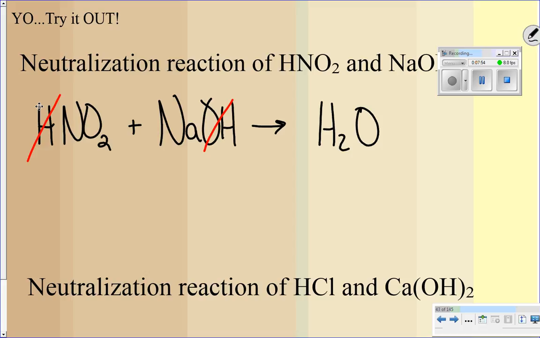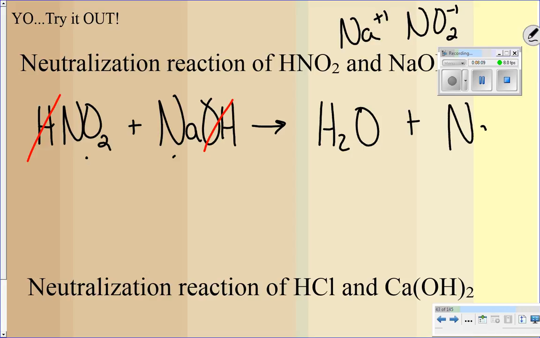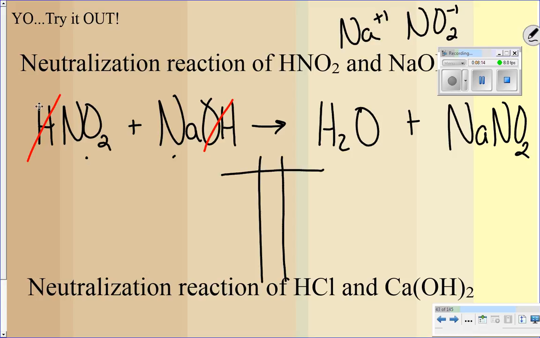What I have left behind now is my sodium from right here, which has a +1 charge from the periodic table, and my nitrite ion, which is NO2 and has a -1 charge. When I crisscross these, those ones go away and leave me with NaNO2. If I go ahead and try to balance this, I have 2 H's on the left side, 1 N, 3 O's, and 1 Na. On the other side, I have 2 H's, an N, 3 O's, and 1 Na. I'm balanced and good to go.